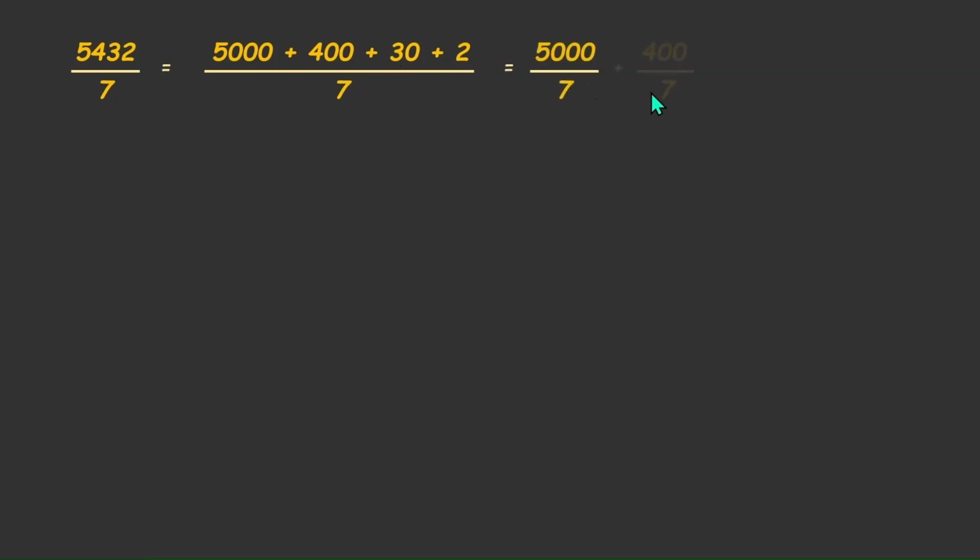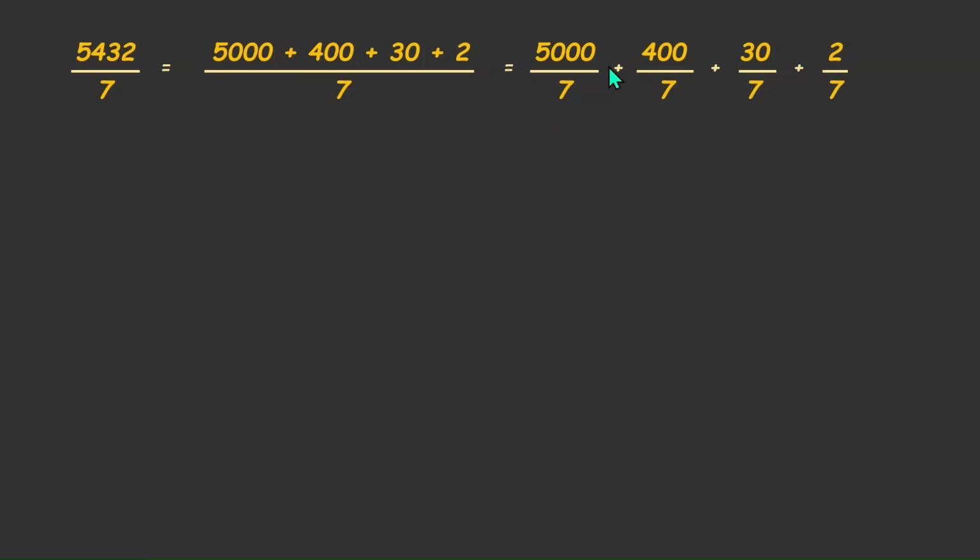Then instead of going in the traditional division way, a neat trick that can be developed is if we open this number up, then we can see that this number can be written as a sum of 5000 plus 400 plus 30 plus 2. And so this whole thing is divided by 7. And now division is distributive on addition. So we can split it up as 5000 divided by 7 plus 400 divided by 7 plus 30 divided by 7 plus 2 divided by 7.